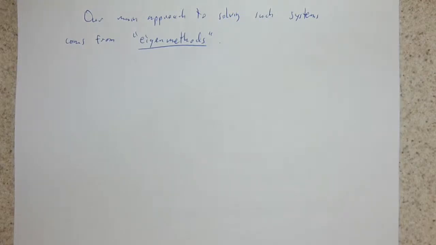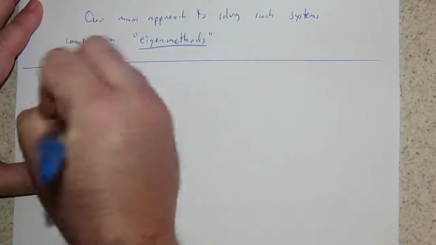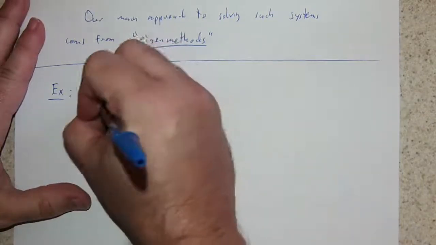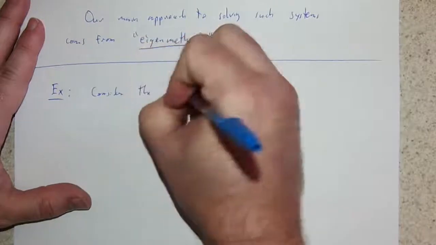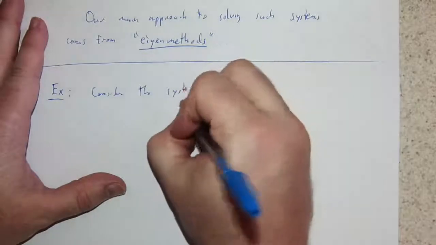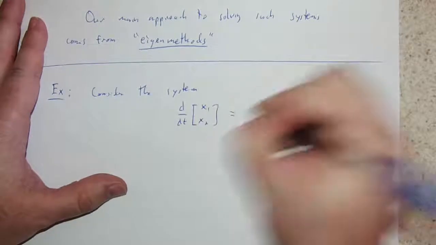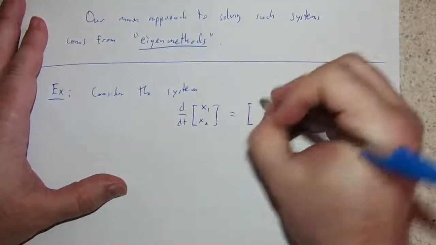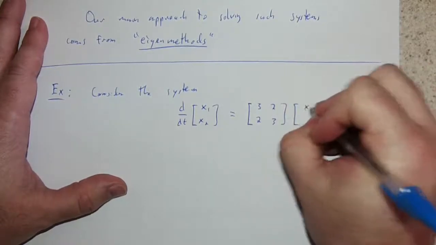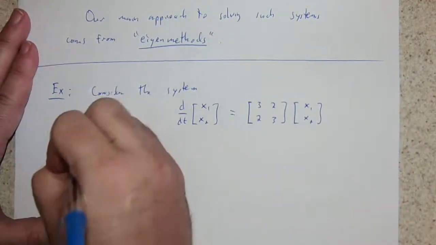Okay, so I am going to do an example here, going a little backwards. Consider the system. I'm not going to impose any initial conditions yet, but consider the system d/dt of x1, x2 is equal to the matrix 3, 2, 2, 3 times x1, x2. So there's my A, right? So A here is 3, 2, 2, 3.